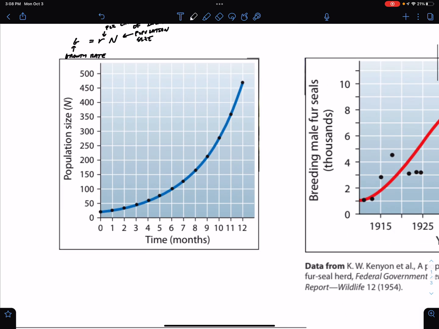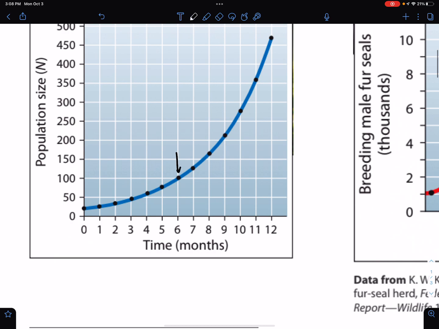So let me just give you a quick example. Imagine we have 100 individuals. So we're right here in our population. We have about 100 individuals in our population, so our N is equal to 100. And in this instance, our per capita rate of increase is births minus deaths. And in this case, we have 50 births and 20 deaths.